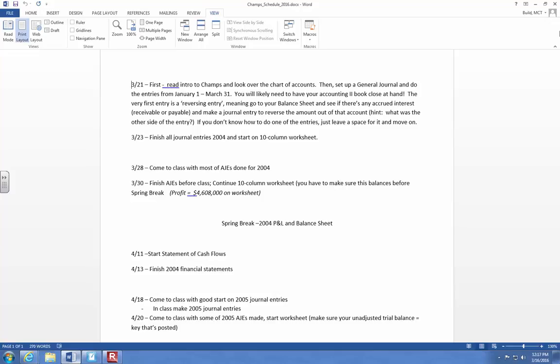When you set up accrued interest, you need to figure out what the other side of the entry was, depending upon whether you find a receivable or a payable. And if you don't know how to do one of the entries, just leave a space for it in your journal and move on. The key is in the library. So if you want to get going on those tomorrow and Friday, great. The book's here. If you don't get to it till the weekend, you're not going to have something to check. Just leave a space and move on.